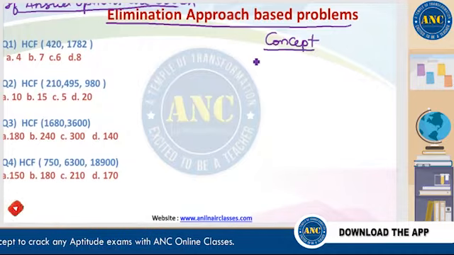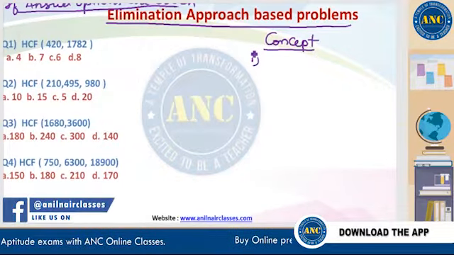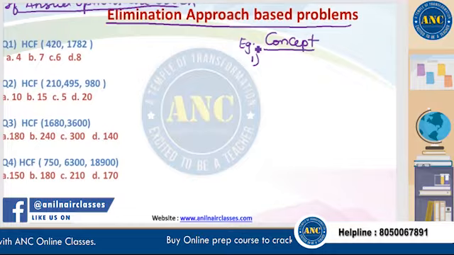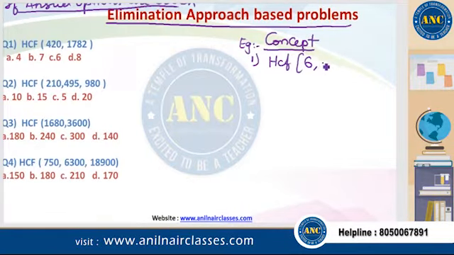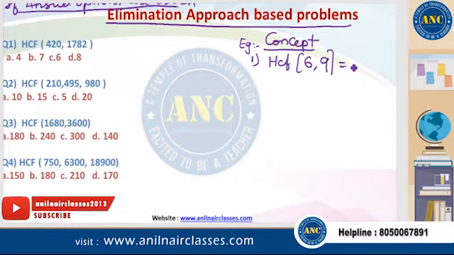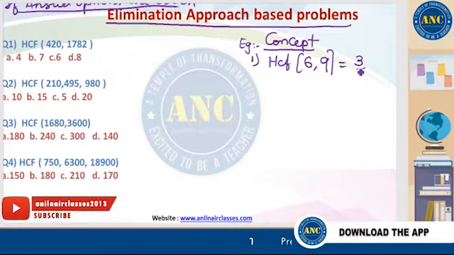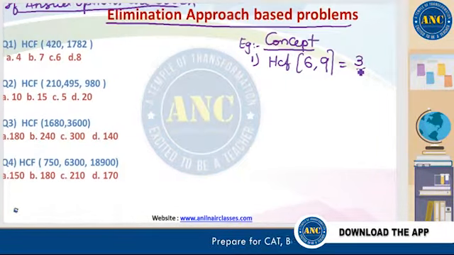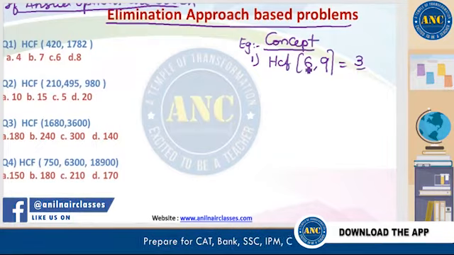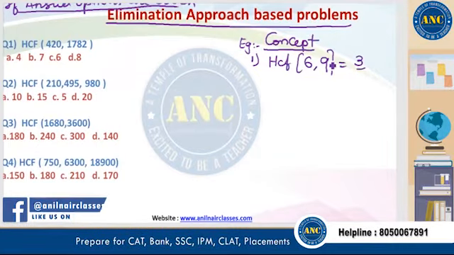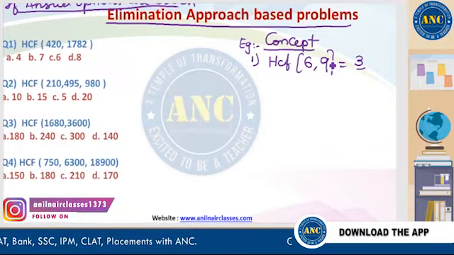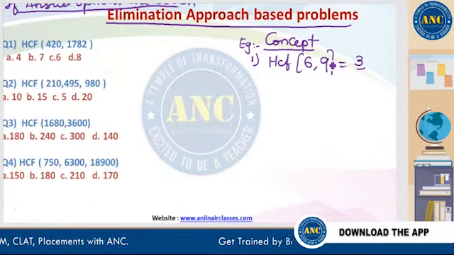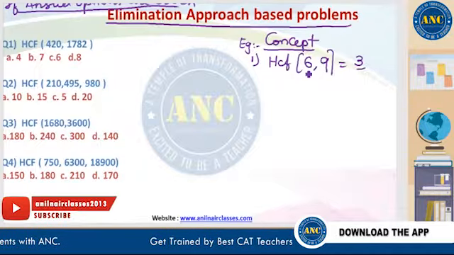Concept. First, we will take an example. Suppose I take the HCF of 6, 9. HCF of 6, 9 is nothing but 3. Why? Because the lowest is 6, and 6 will not divide 9. We take the factors of 6. The factors of 6 are 1, 2, 3. The highest is 3. HCF of 6, 9 is 3.